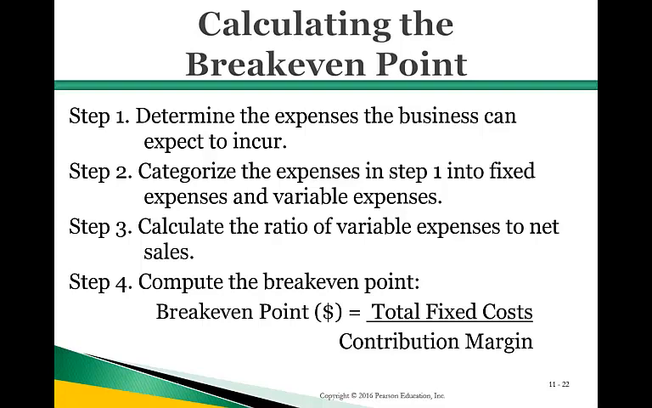So then we have to calculate the ratio of variable expenses to net sales, and we can compute the break-even point. The break-even point is the total fixed cost divided by the contribution margin, which is the variable expenses over net sales.